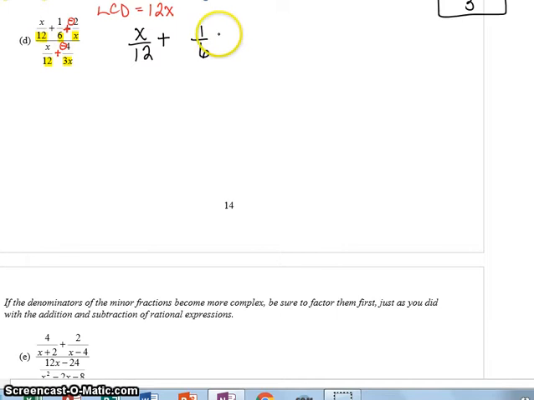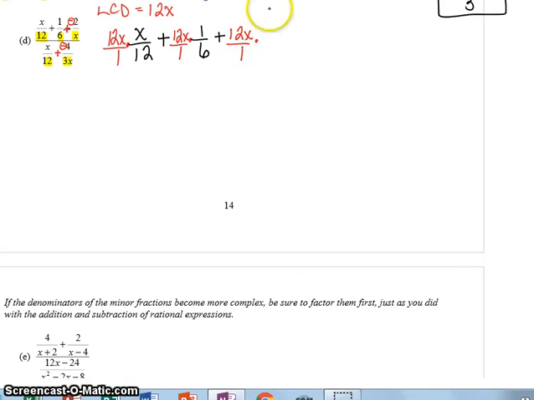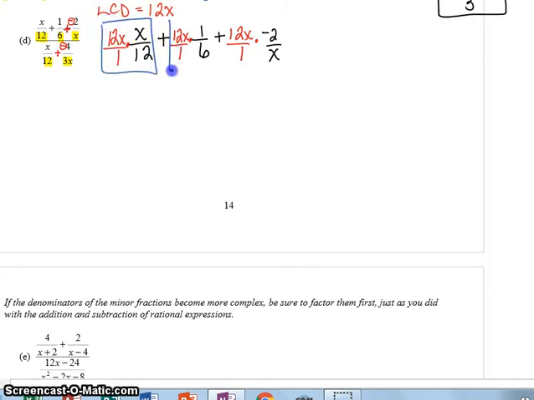Okay, so I'm going to get plus, and I'm just going to sneak all of them in, being multiplied by a 12x over 1. That's the LCD. So 12x over 1, it doesn't matter if you do it on the left side or the right side. And then my last part of that numerator there was a -2 over x. So there's my numerator. I have three separate blue boxes up in my numerator, each minor fraction being multiplied by the 12x over 1.